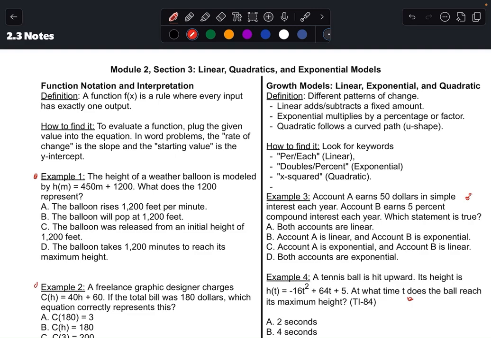Module 2, Section 3, last one for Module 2. All talking about functions: linear, quadratic, and exponential, all your big three for TSI. So let's get into it. A couple things here with function notation.